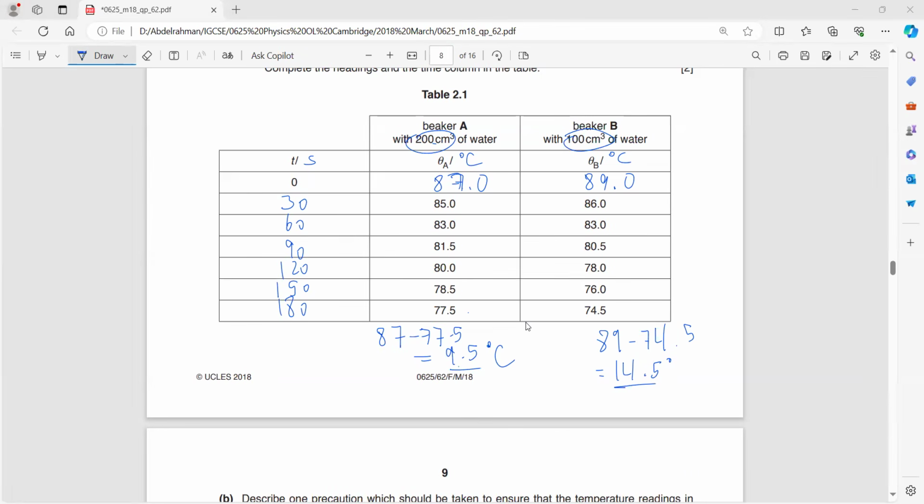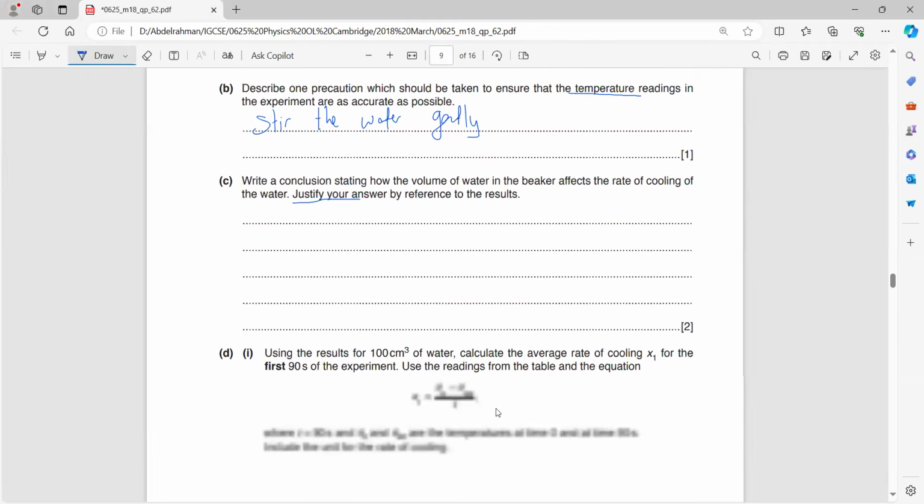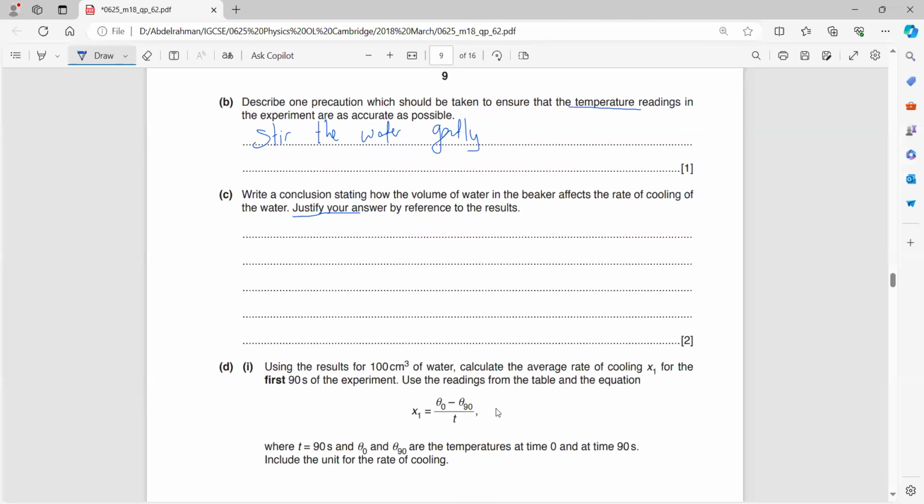For 2B, yes, you can take the readings perpendicularly. As for C, we have to write down: as the volume increases, the rate of cooling decreases. This is worth 1 mark.